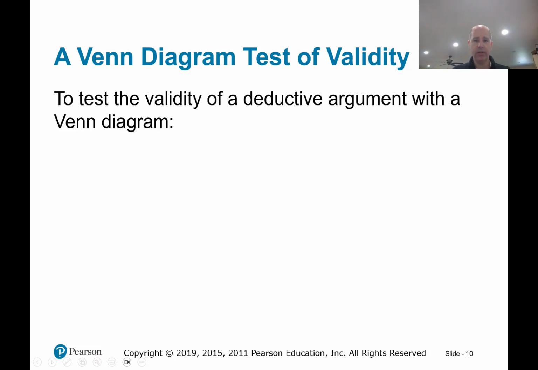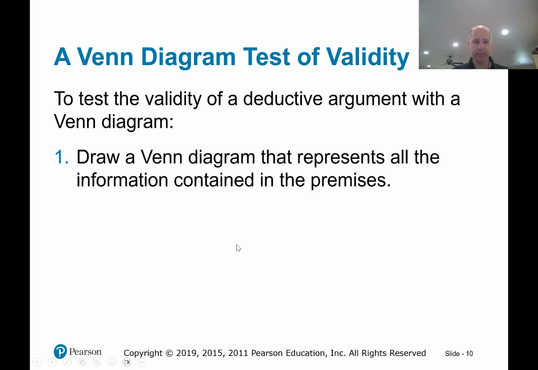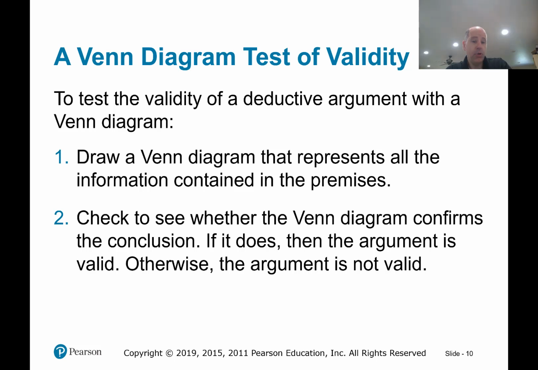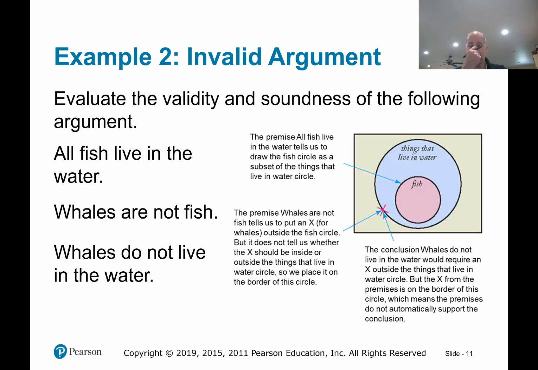So now let's use a Venn diagram here. So one, draw a Venn diagram that represents all of the information contained in the premises. Step two, check to see whether the Venn diagram confirms the conclusion. If it does, then the argument's valid. Otherwise, it's invalid. So let's look at this example here.